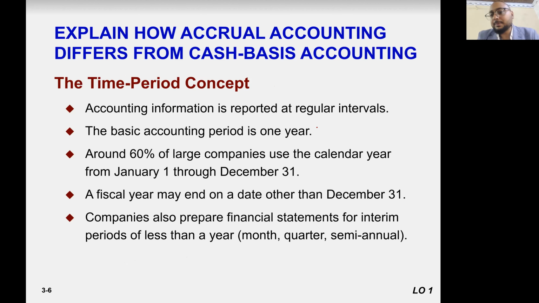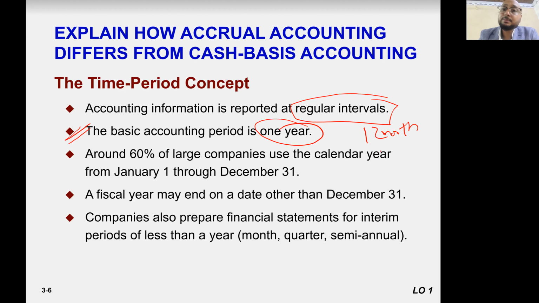So the time period concept. In accrual accounting, there must be some regular interval on which you measure your performance. You measure performance through financial statements like the income statement, retained earnings statement, balance sheet, and cash flow statement. During what period to measure the performance? Basically, the basic accounting period is 1 year or 12 months. It can be increased to 16 or 18 months, yes, but normally it is 12 months.